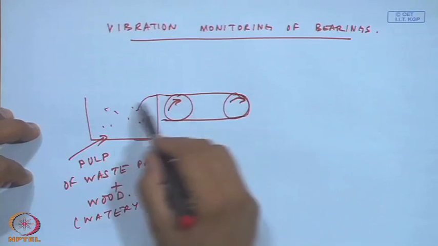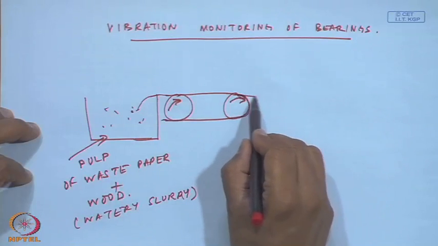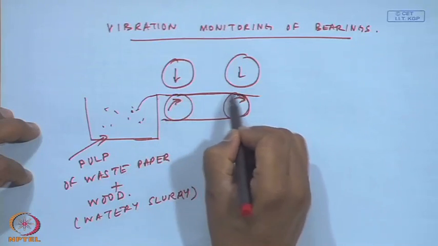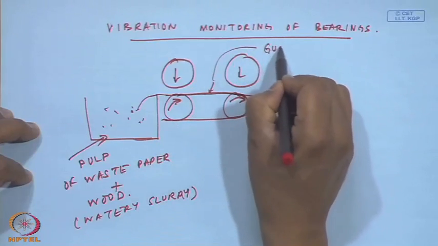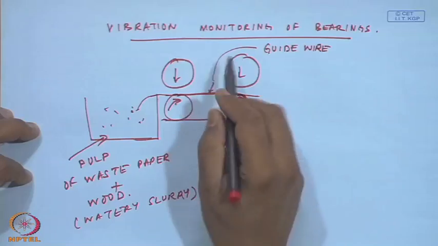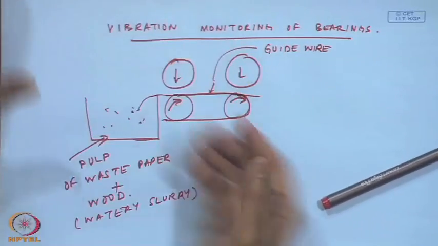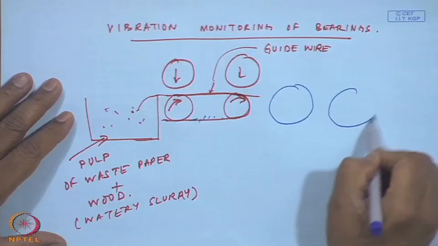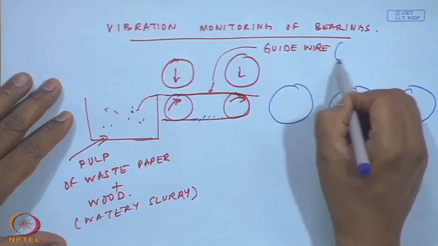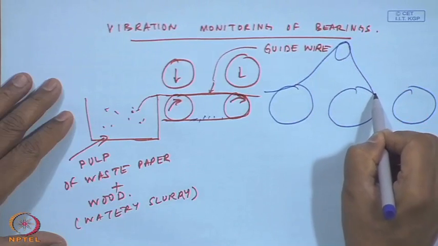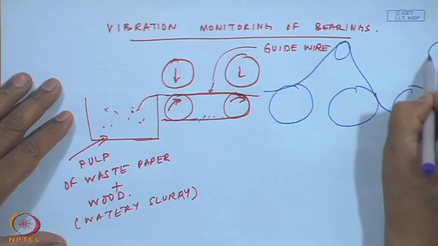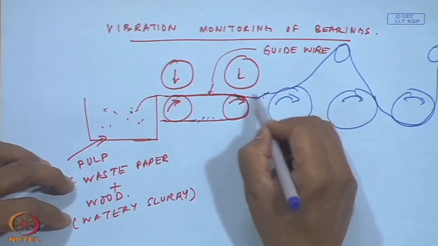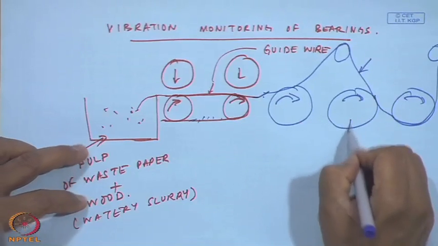And because there is a lot of water, this has to be pressed by heavy rolls, and then there has to be a guide wire. These rolls have to press against it, as if you are squeezing the water out of it, and there will be a lot of water getting collected, and then there will be another series of rolls, and there is a series of rolls, etcetera. They are all rotating at very high speeds. And these rolls eventually take it off, and finally, these are actually known as the dryer rolls.